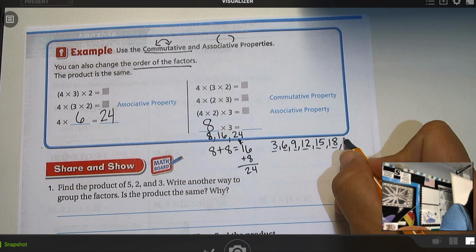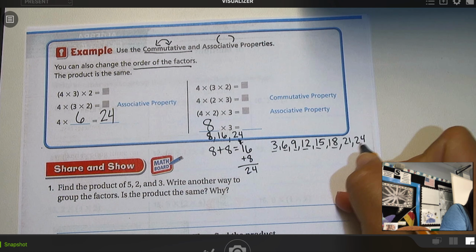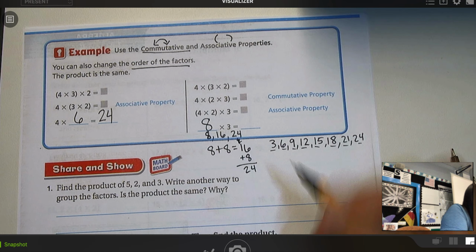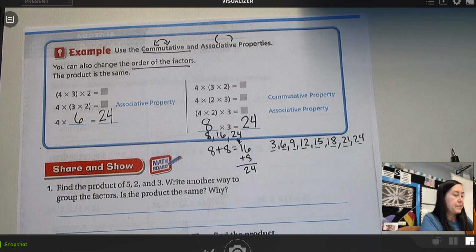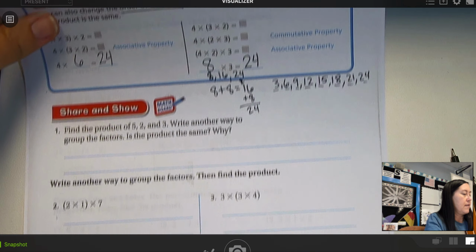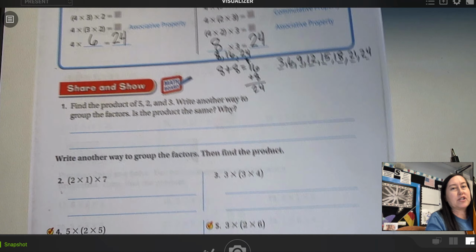Oops, 21, 24. 8 times, right? So I've got 24. All right. Or I can just work on memorizing my 8s, and there I go. So let's go to share and show.